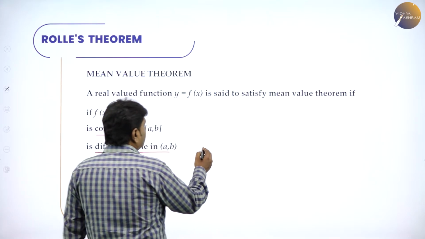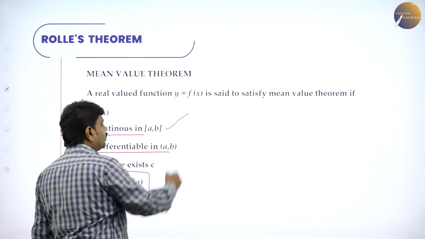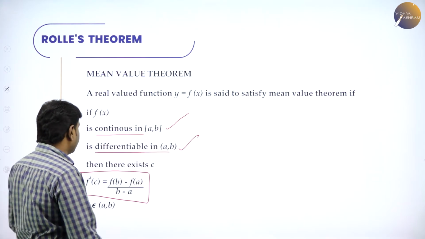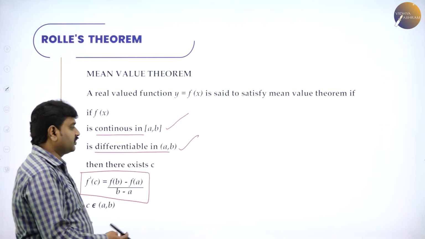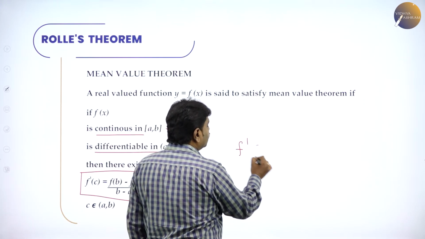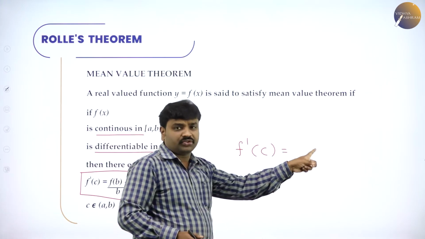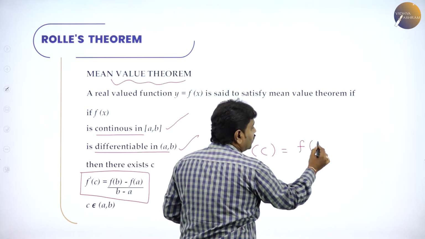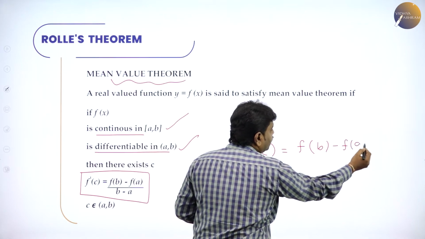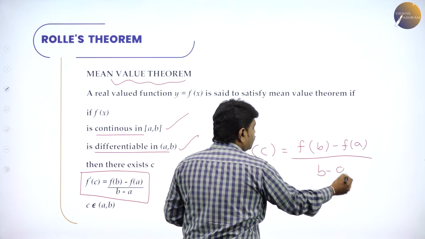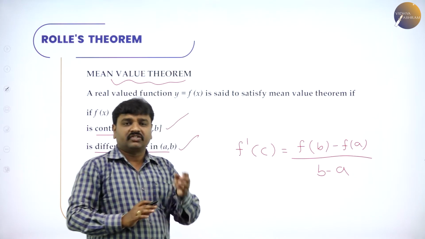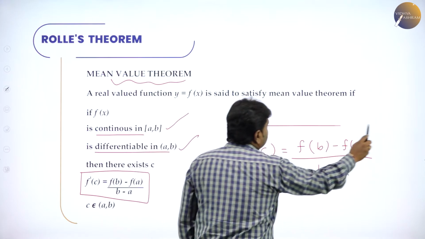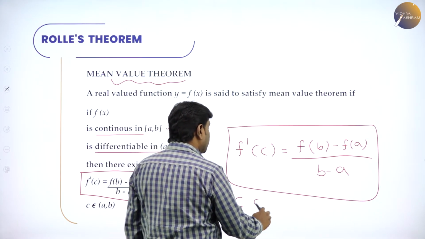Now, the mean value theorem means what? First prove what? Continuity in the closed interval. Then differentiability in the open interval. Then directly find f dash x, then f dash c, and equate it. This is the only difference. In Rolle's theorem, f dash c we equate to 0. But in the mean value theorem, f dash c is f of b minus f of a divided by b minus a. If you equate this, you will get c, and that c again should belong to the open interval.